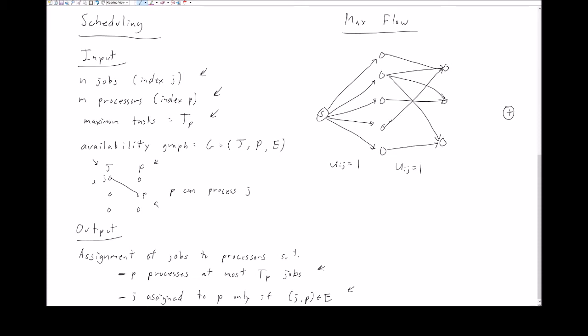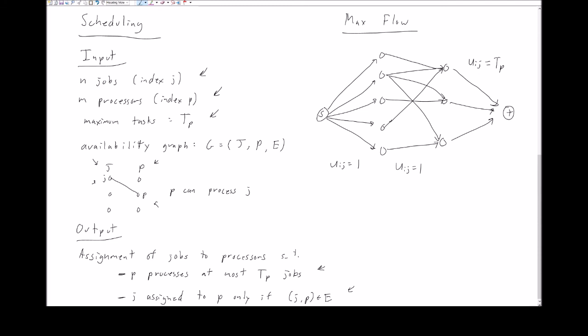Finally, there's some flow left on these processors that we have to get to T. So we have to draw arcs from each one of the processors to T. Along each one of these arcs, we'd like the maximum amount of flow to be capital T of P. This encodes that the number of jobs whose flow is flowing through the processor is at most capital T of P. That's because the maximum flow that can come out of each one of these processors is exactly capital T of P, so the amount of flow into these processors can be at most T of P.